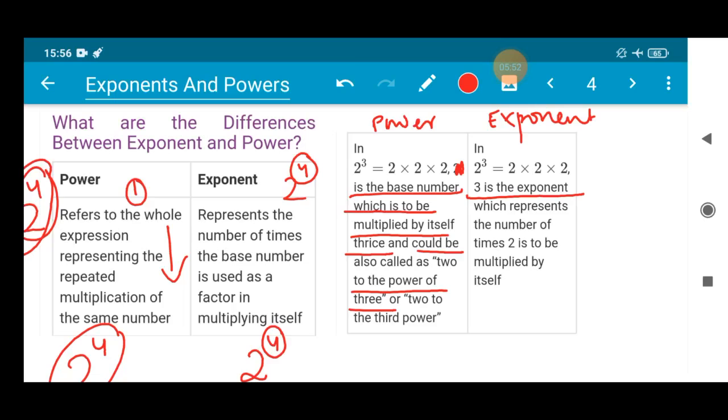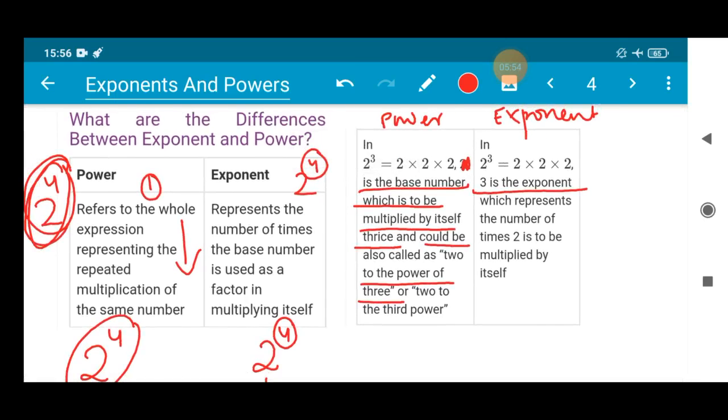Okay, similarly here what I have shown you, 2 to the power 4 whole is a power in which the base number will be multiplied by itself thrice, or 4 times or 5 times, whatever the number is. Now in the case of the exponent in 2 cube, the 3 is the exponent, which represents the number of times 2 is to be multiplied by itself. So power is nothing but a whole expression, and exponent is the number of times the base number should be multiplied with itself to get the product. Okay, so these are the differences.